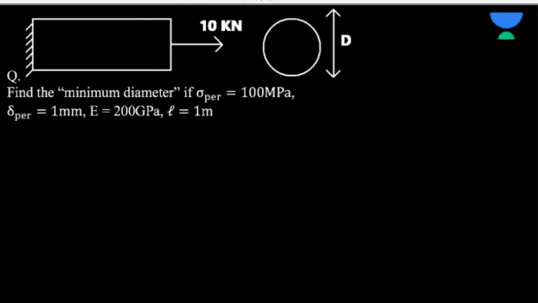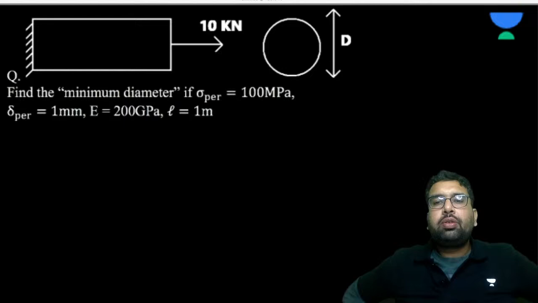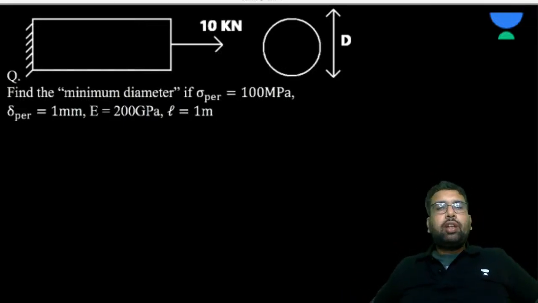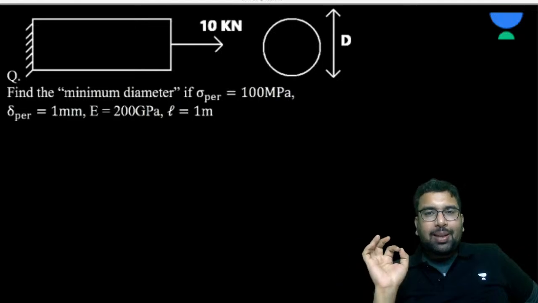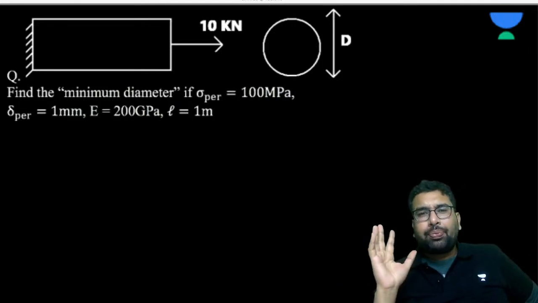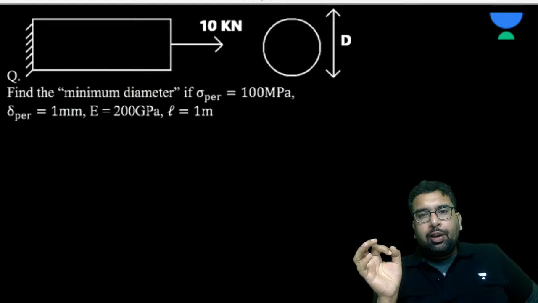So in this question, you are given the permissible stress and permissible elongation. Let's try to understand the question. You are given a load. There is a body on which a 10 kilonewton load is applied. It has some diameter, and the minimum diameter is what we have to find.